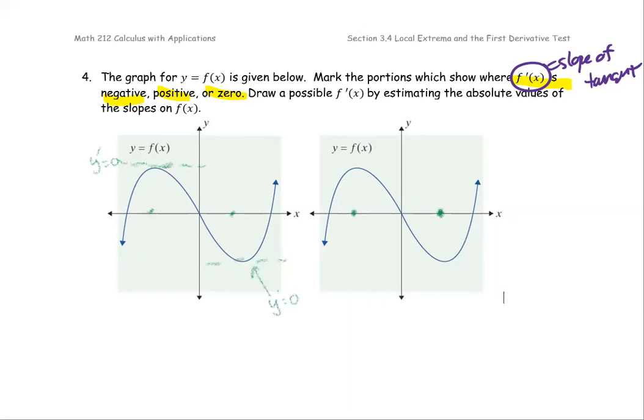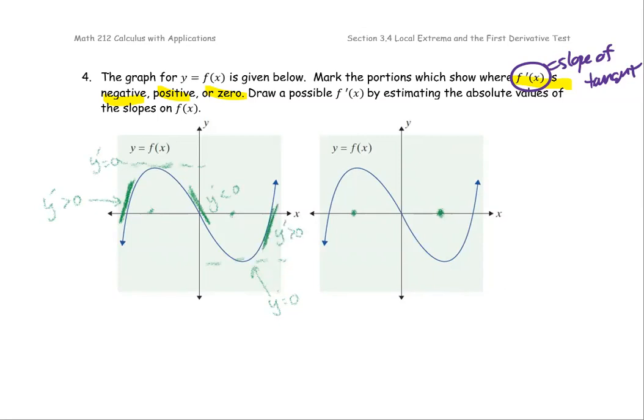Then, on the left side of the first horizontal tangent, the graph is rising as you walk along from left to right. So over here, y prime is positive. Between the first horizontal tangent and the next horizontal tangent, y prime is negative because the graph is falling down. For the right side of the second horizontal tangent, the slope is positive.